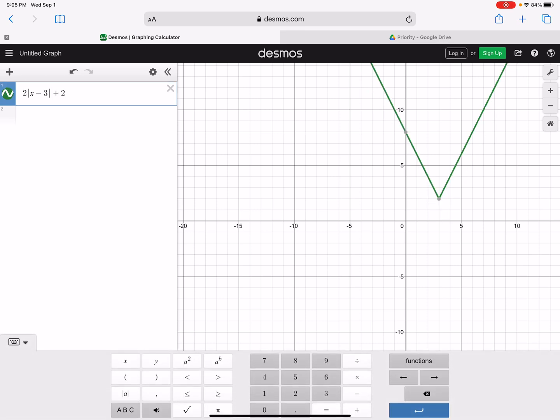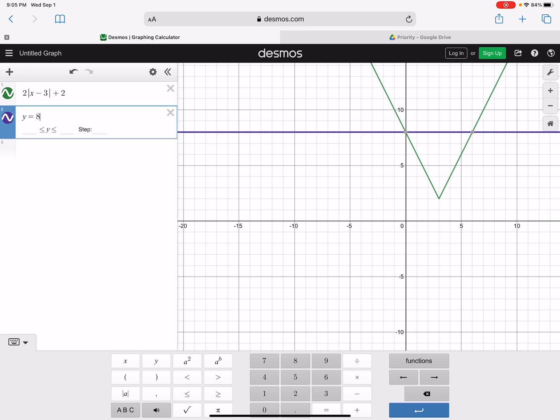This is not something you need to do. I'm just trying to show you the reason why this has 2 answers. So this is what an absolute value graph looks like, and we're going to spend a lot of time graphing them in the next couple of weeks, but not on tonight's homework. We're just solving. Okay, and so then if I put the other side, which is 8, it has to say y equals 8. It gives me the flat line. Where do these two things hit?